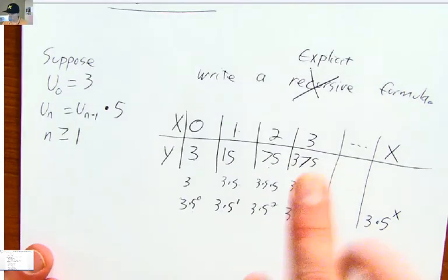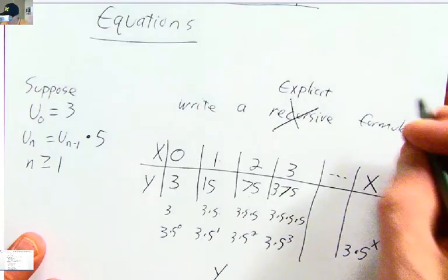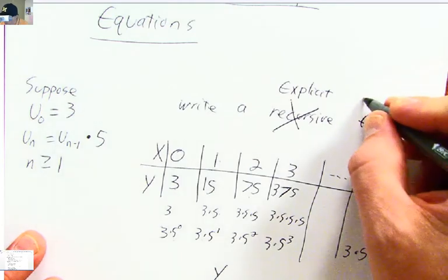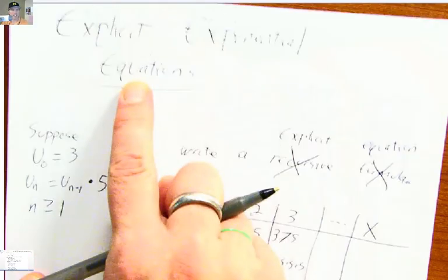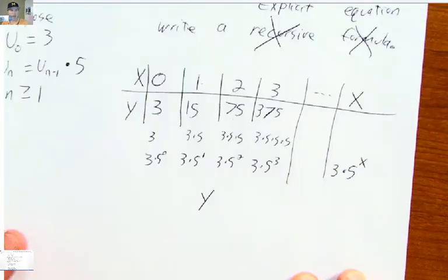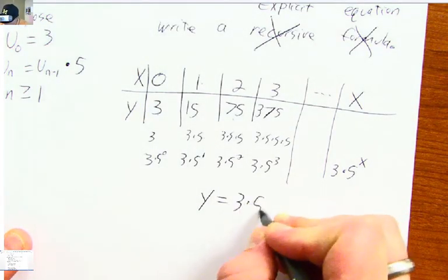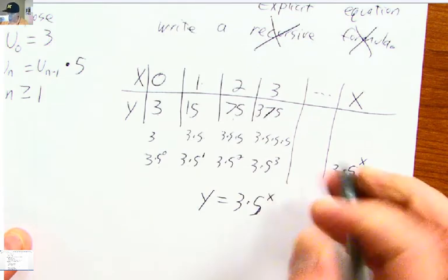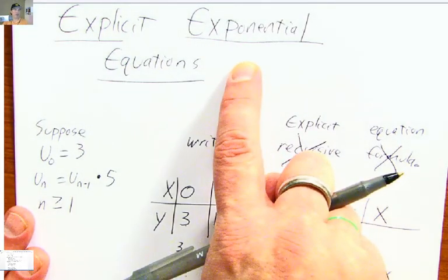So in this particular case, our explicit form, I have to go back up here. This wasn't a formula, this was an equation. Just like it says here, explicit equation. And so it's y equals 3 times 5 to the x. And because it has an exponent of x, that is what makes this an exponential equation.